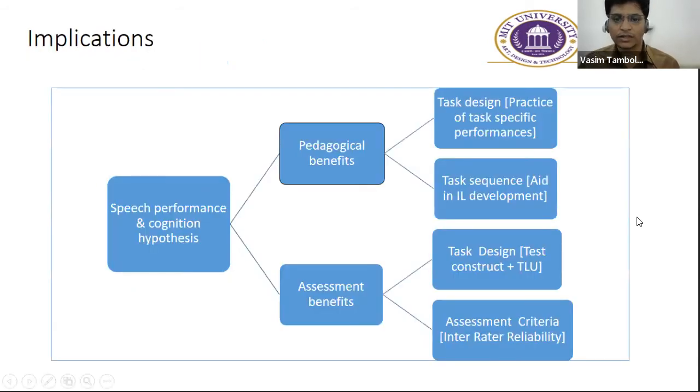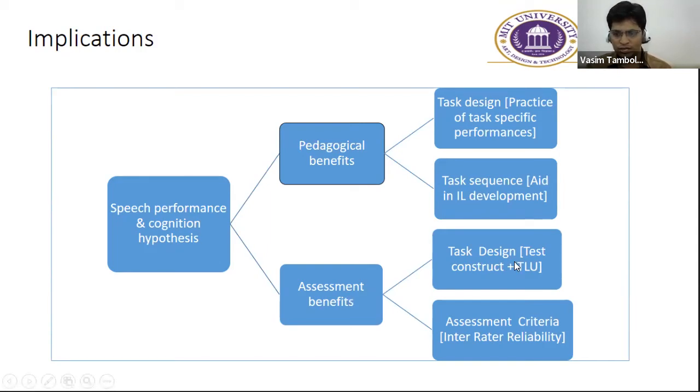And yes, these are some of the implications for pedagogical benefits as well as assessment benefits. For pedagogical benefits, we can use certain task types to help learners practice specific linguistic varieties or linguistic items that they might need. They are making more errors and they might need extra practice, and this is how we can help them develop their interlanguage abilities.